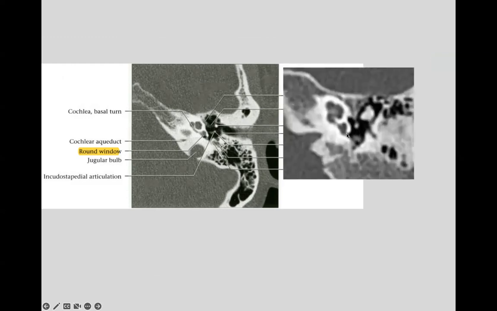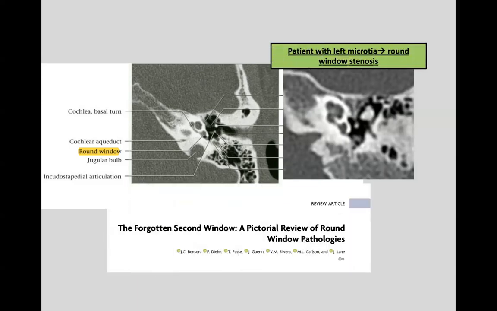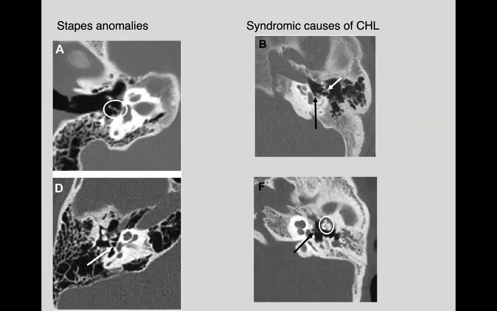Sometimes it's stenotic. This is another cause of hearing loss, and you need to diagnose it properly. This is so difficult sometimes and so unknown that they dedicated this beautiful paper called The Forgotten Second Window, a picture review of round window pathology. So remember to look at the round window as well as the oval window.